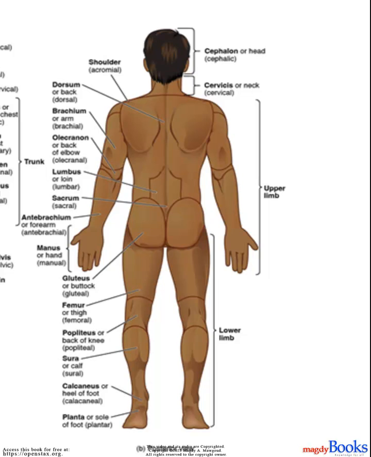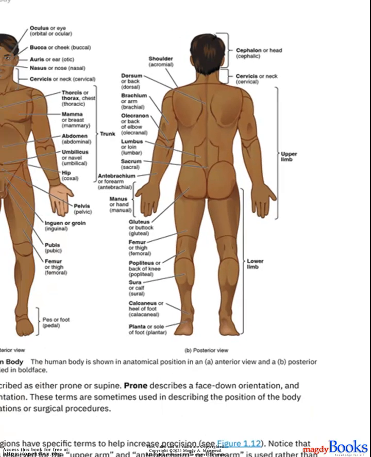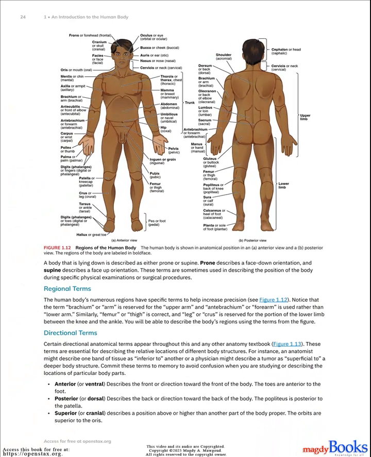Cephalon or head, cephalic. Cervicis or neck, cervical. Upper limb. Lower limb. A body that is lying down is described as either prone or supine. Prone describes a face-down orientation, and supine describes a face-up orientation. These terms are sometimes used in describing the position of the body during specific physical examinations or surgical procedures.